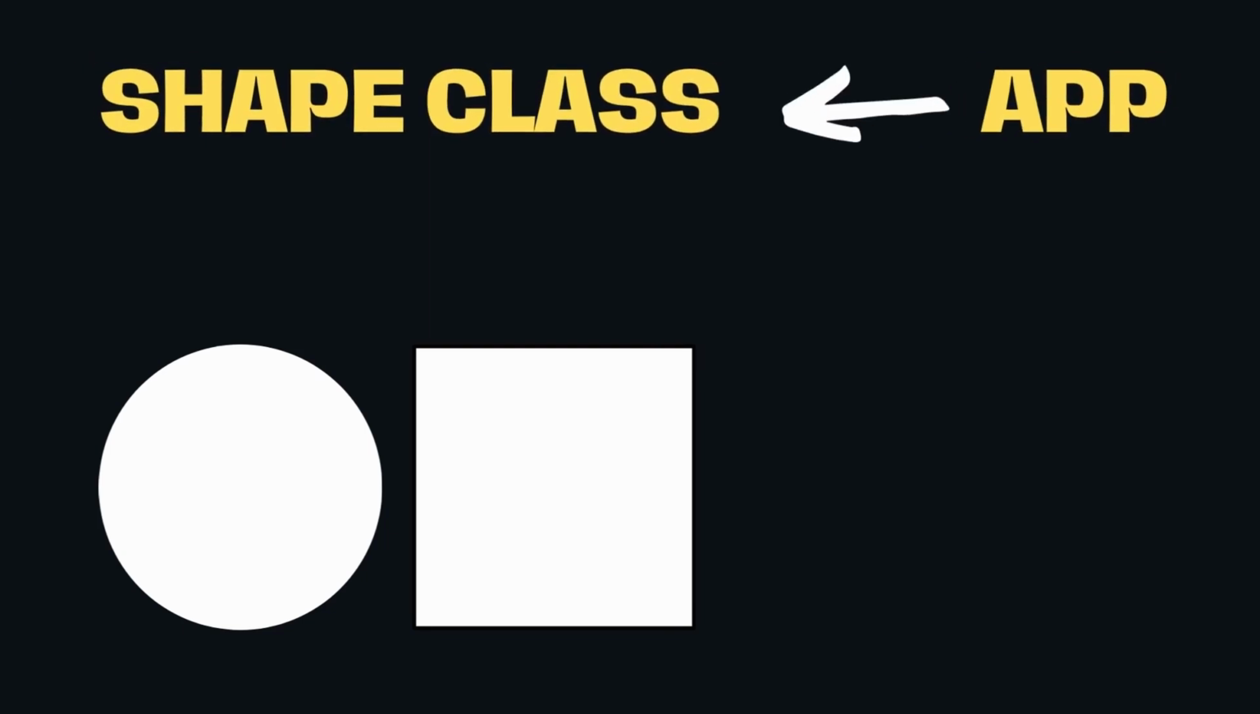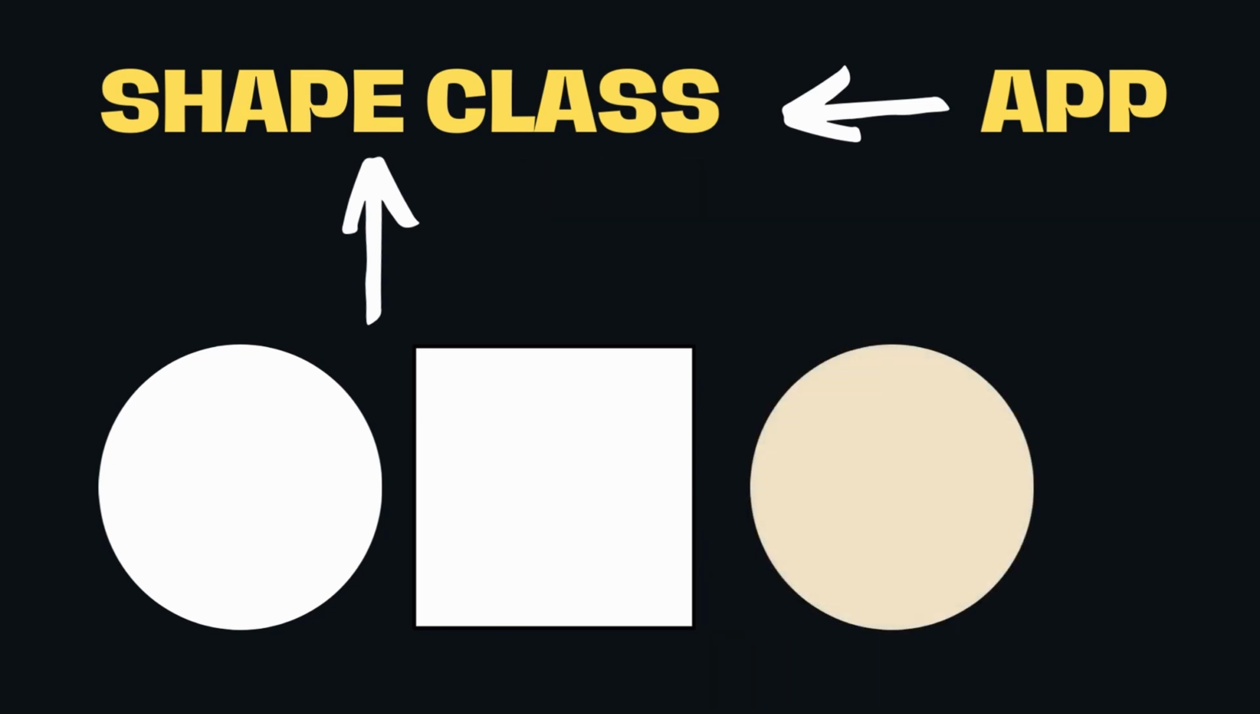Let's consider a simple example. You're working with a shape class, and you have different kinds of shapes, like circles and squares. Instead of creating new instances of these shapes every time from scratch, you can clone them from existing instances. In Python, you can leverage the copy module for this.